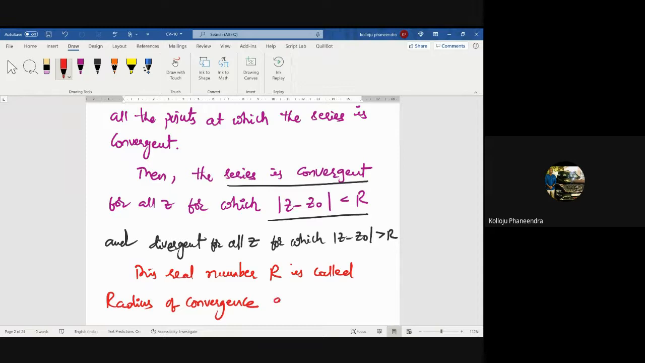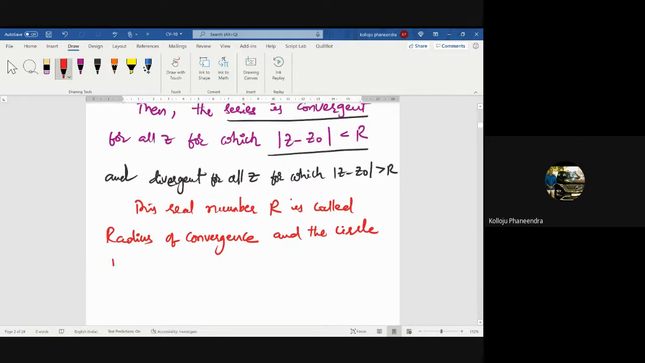And the circle mod Z minus Z0 equal to R is called the circle of convergence of the power series.